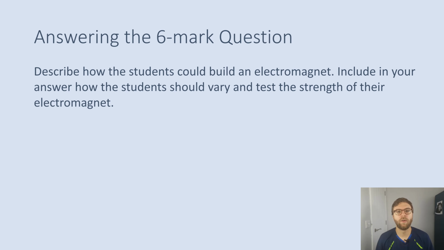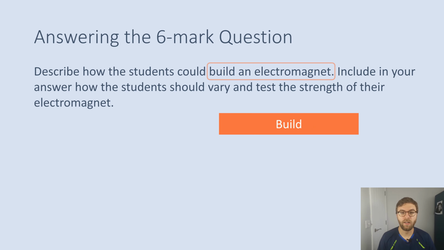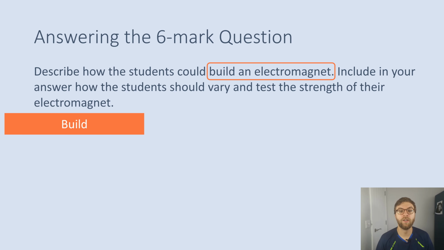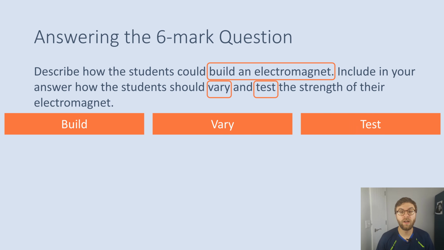Now, with 6 mark questions, it's really important that you start to understand what the question is asking you. So if we break this question down a little bit, there's usually 2 or 3 parts. In this question, there are 3 main parts. Number 1, you need to describe how you could build an electromagnet. Then you want to talk about how you could vary the electromagnet's design. And thirdly, how you could then test to find out which of those is stronger. To get the full 6 marks, you need to cover all of those areas. We can think about it like 2 marks per section, building up to our 6 marks.